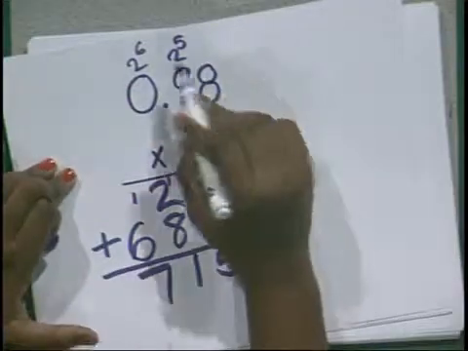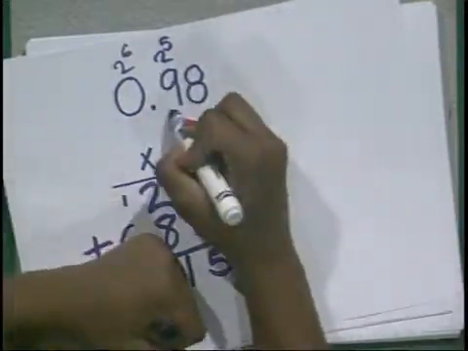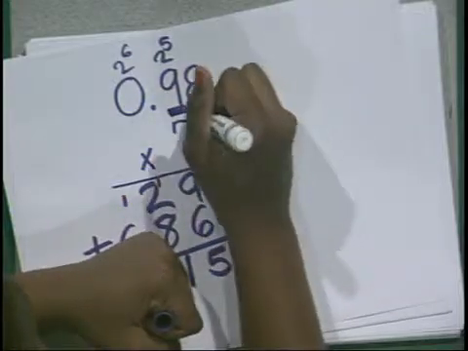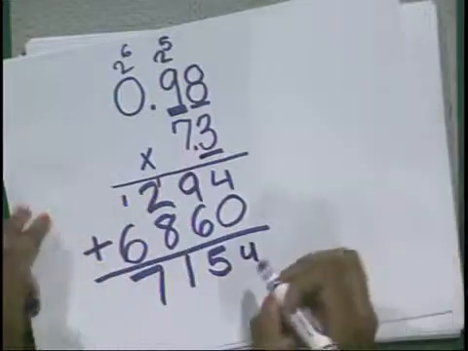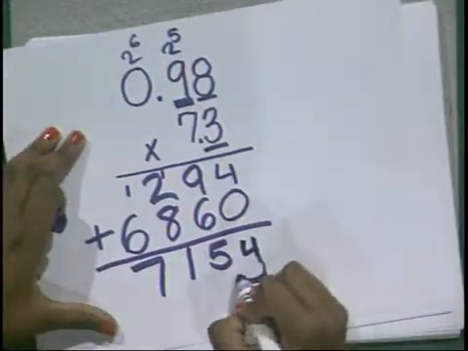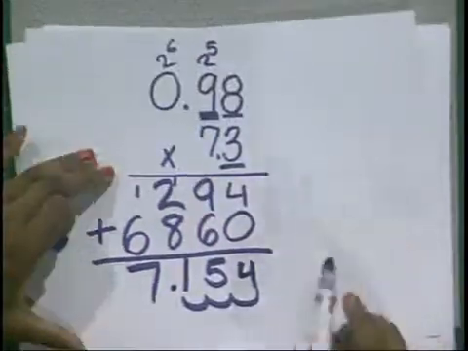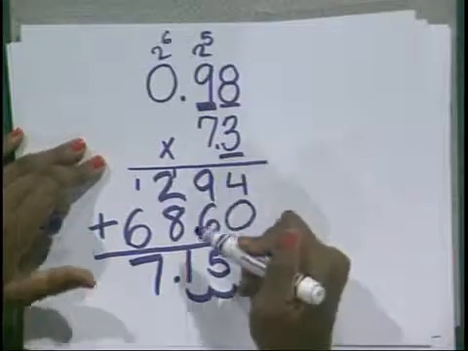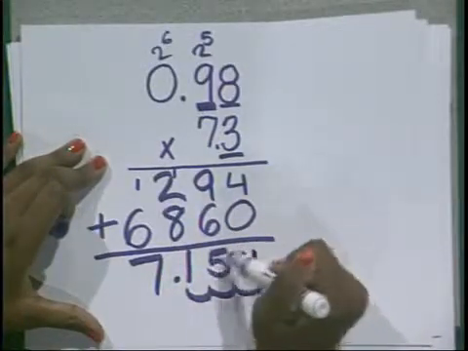Now we look at the problem. We see that a decimal comes before 3 numbers in this problem, which means in the answer you bring the decimal over 3 places. And you get an answer of 7 and 154 thousandths.